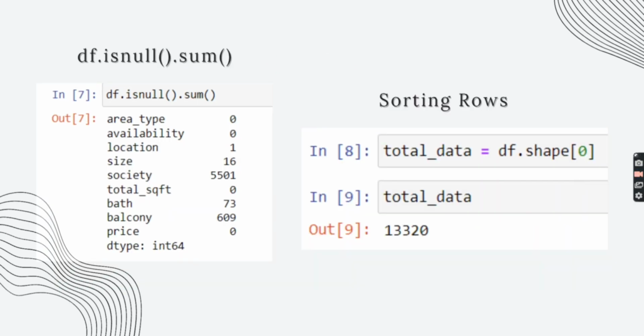With isNull, now we are going to use .sum. What will .sum do? The sum will do the total counting of true and false values, which helps us know how many values are missing from this particular data set. These are the numbers where isNull is true, meaning we have that number of blank values in our data set.